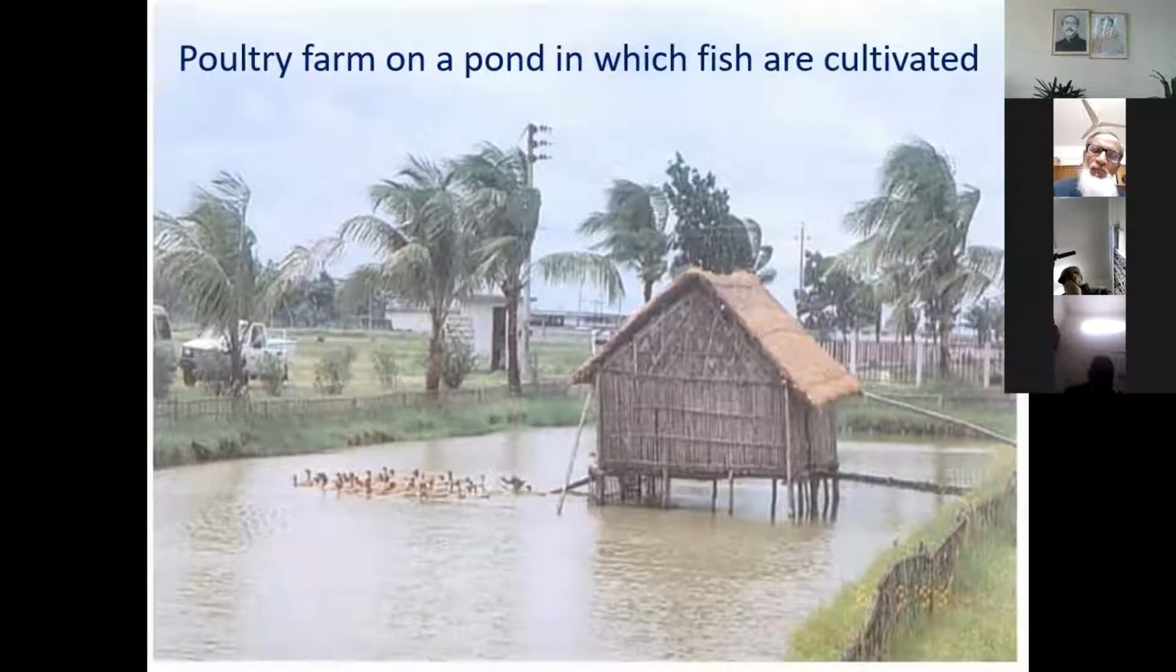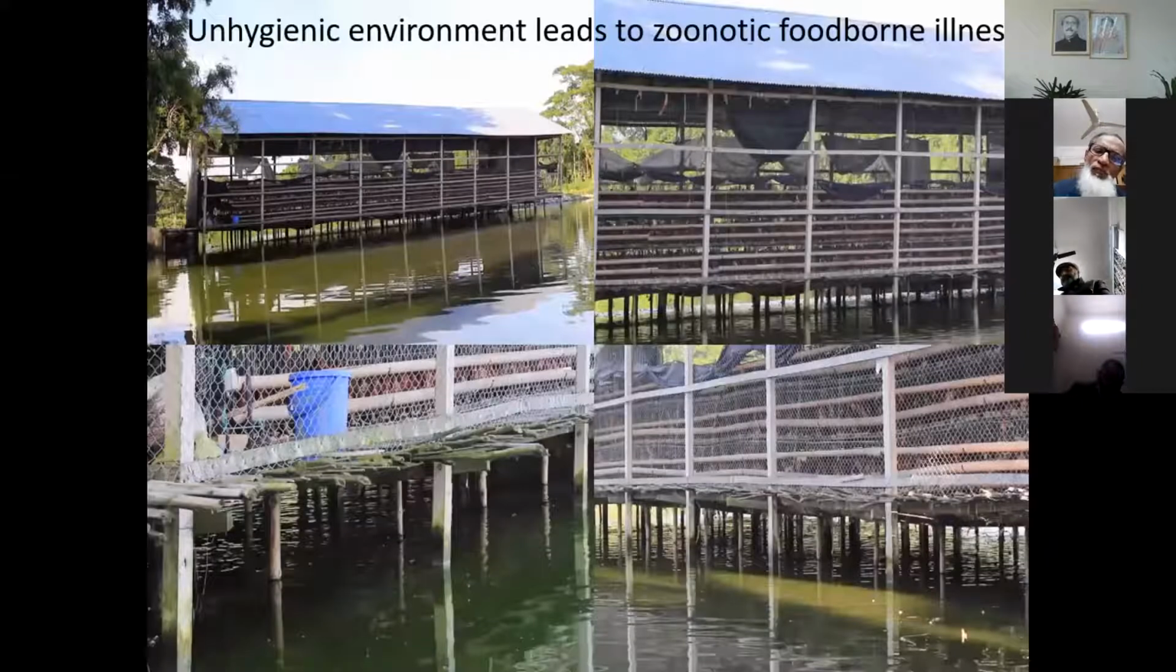When we use fish from that pond, we the public get infected with pathogenic organisms along with their antimicrobial resistance markers. This is another unhygienic environment that leads to zoonotic foodborne illness. When I showed this presentation in the USA, some FDA authority suggested that I make Bangladeshi people aware of cultivating their poultry in hygienic conditions.